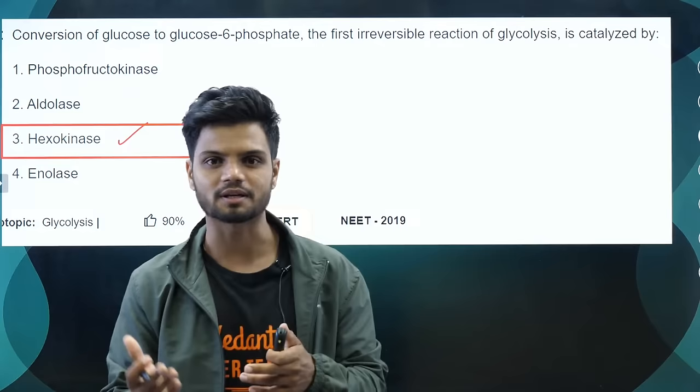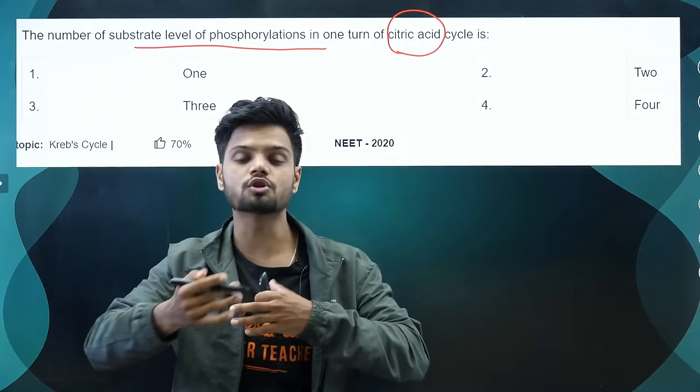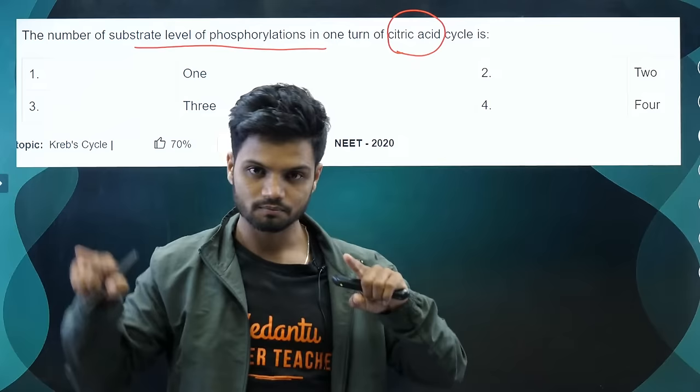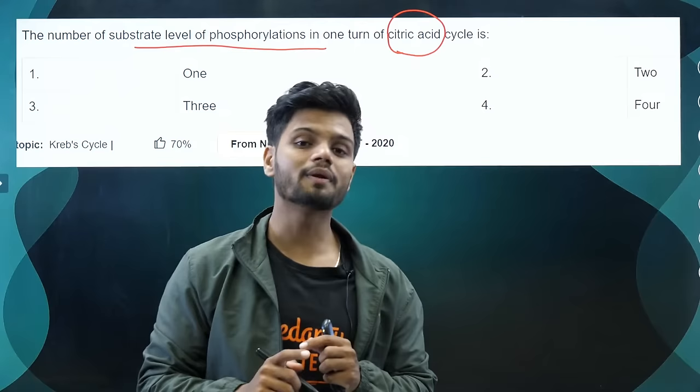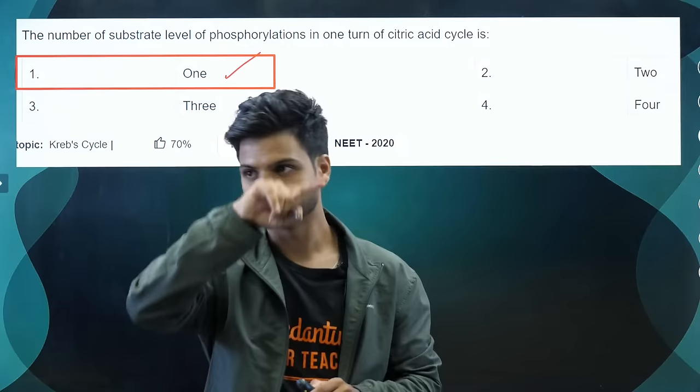Next question. The number of substrate level phosphorylations in one turn of the citric acid cycle. That is the direct production of ATP or GTP. Now tell me, how many GTP are produced in one turn of the citric acid cycle? Just one turn. One GTP is produced. So only one substrate level phosphorylation is happening in one cycle.